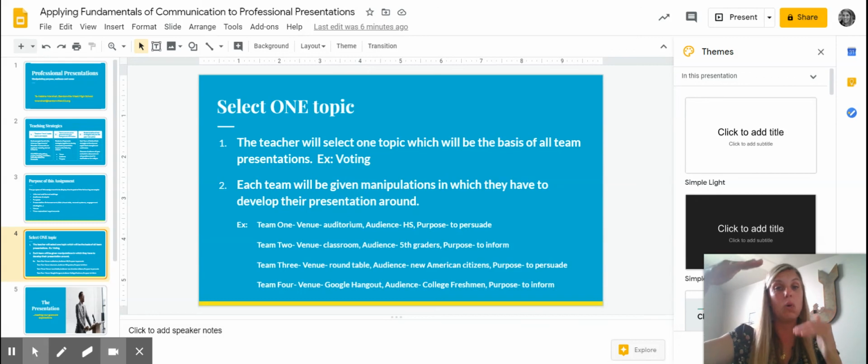Team 3 and Team 1 are both there to persuade. They have very different groups with very different venues. So you're going to see a different presentation.